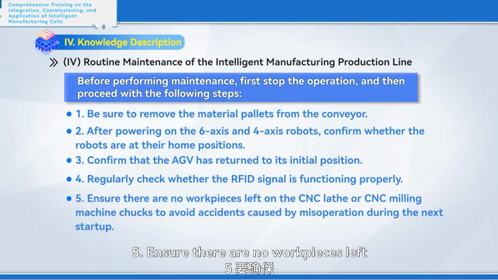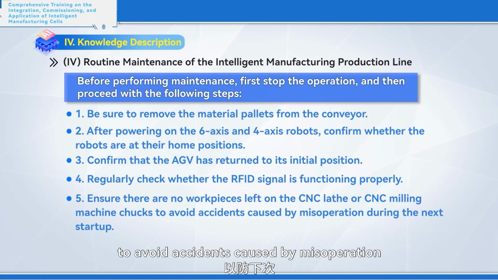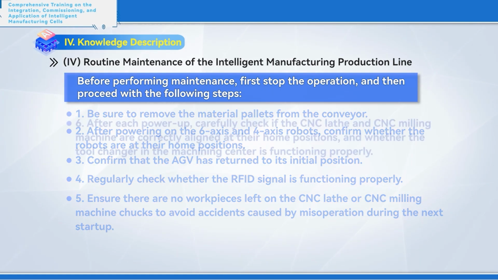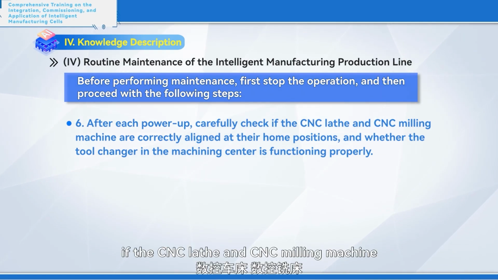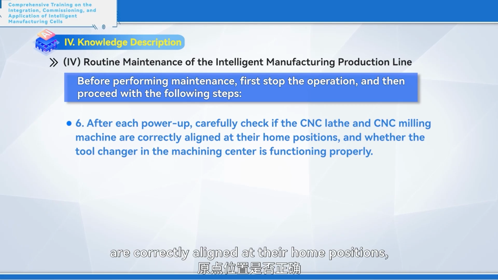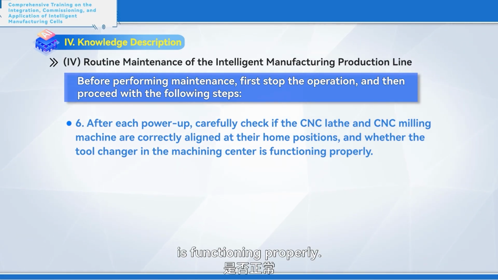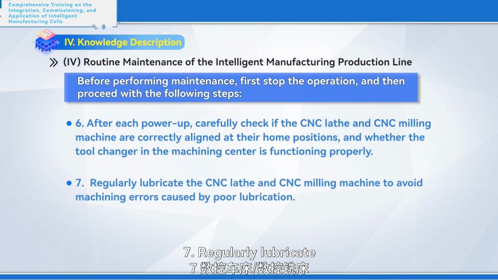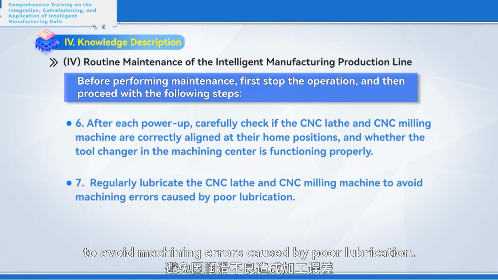5. Ensure there are no workpieces left on the CNC lathe or CNC milling machine chucks to avoid accidents caused by misoperation during the next startup. 6. After each power-up, carefully check if the CNC lathe and CNC milling machine are correctly aligned at their home positions, and whether the tool changer in the machining center is functioning properly. 7. Regularly lubricate the CNC lathe and CNC milling machine to avoid machining errors caused by poor lubrication.